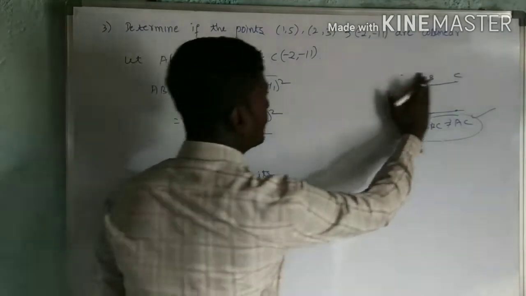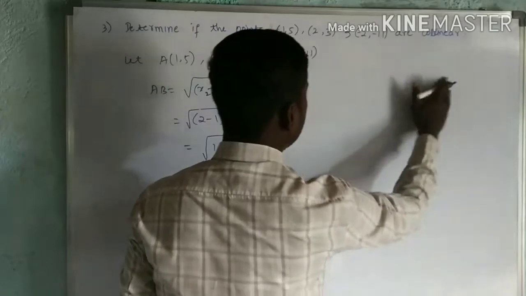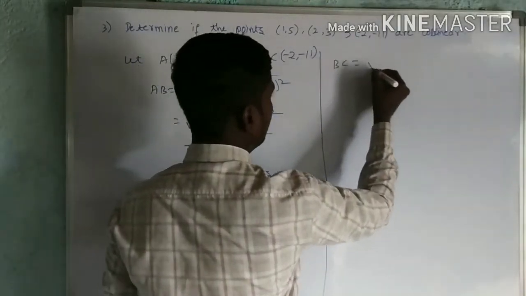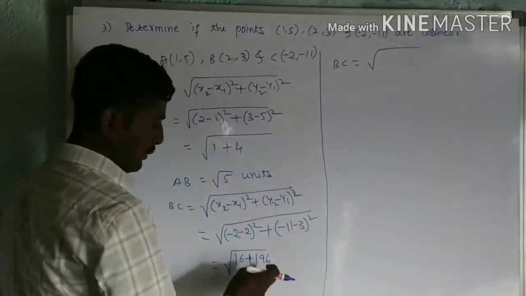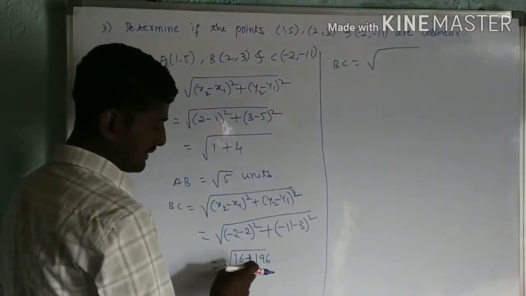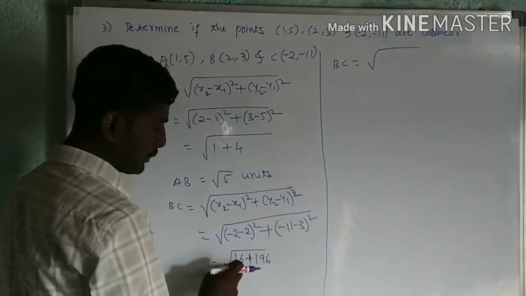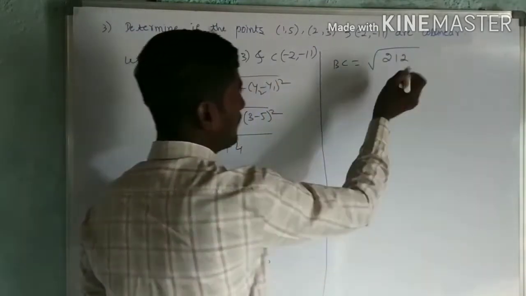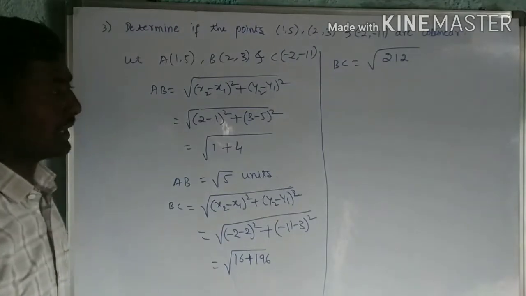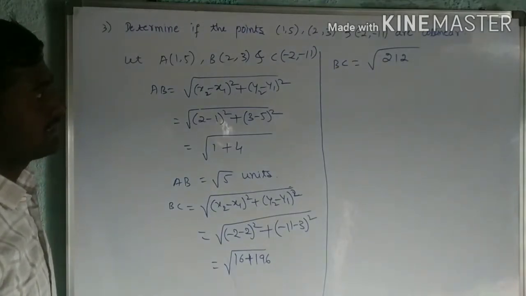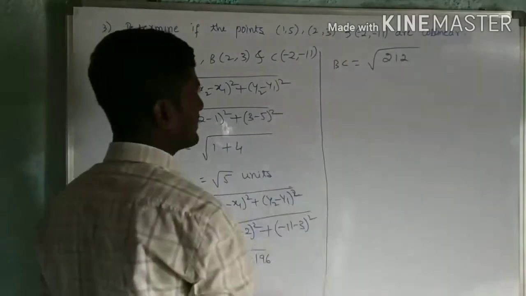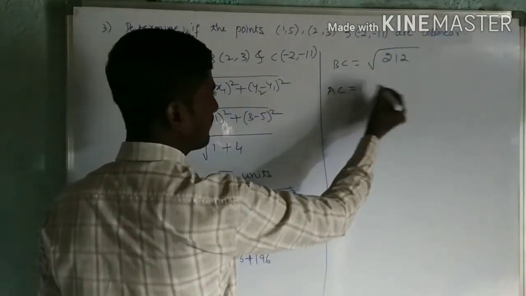Now BC is equal to root of 196 plus 16, that is 212. Now BC I am getting as root 212. Can I write it in the simplest form? You can think about that later. Leave it. Then I'll go for AC.